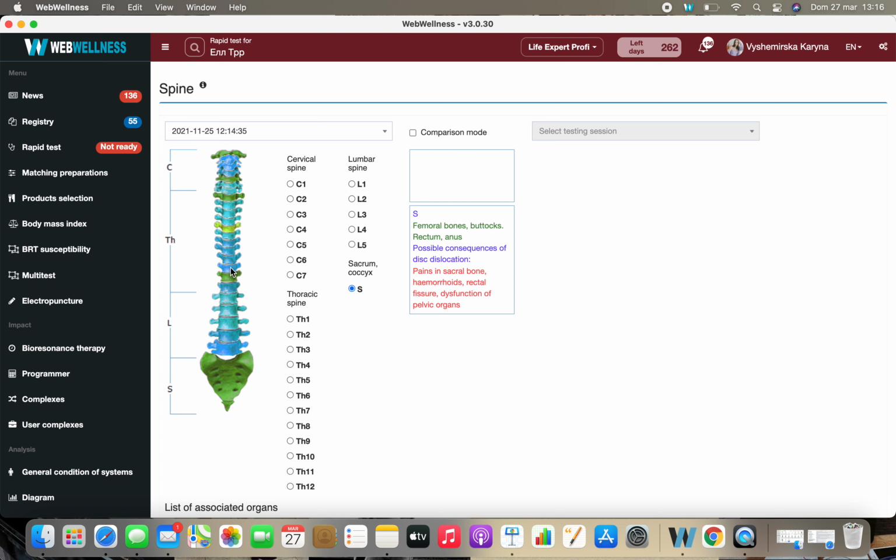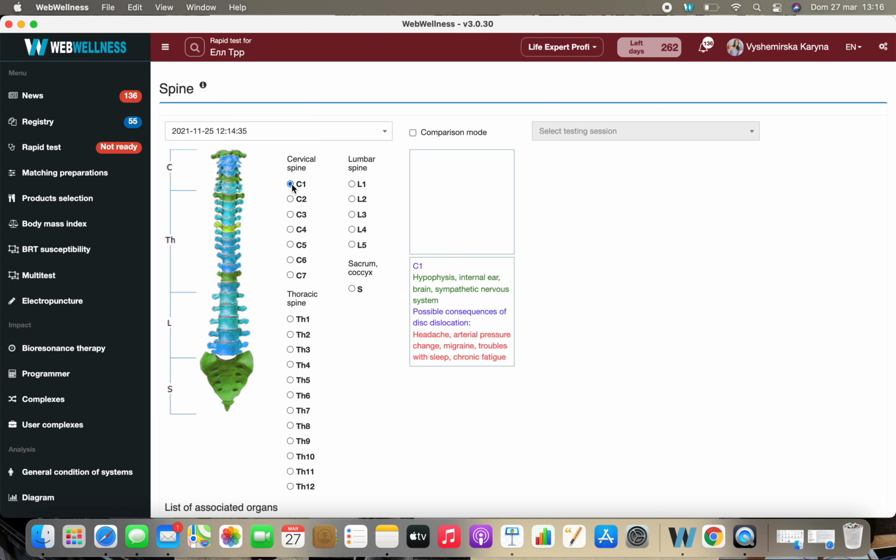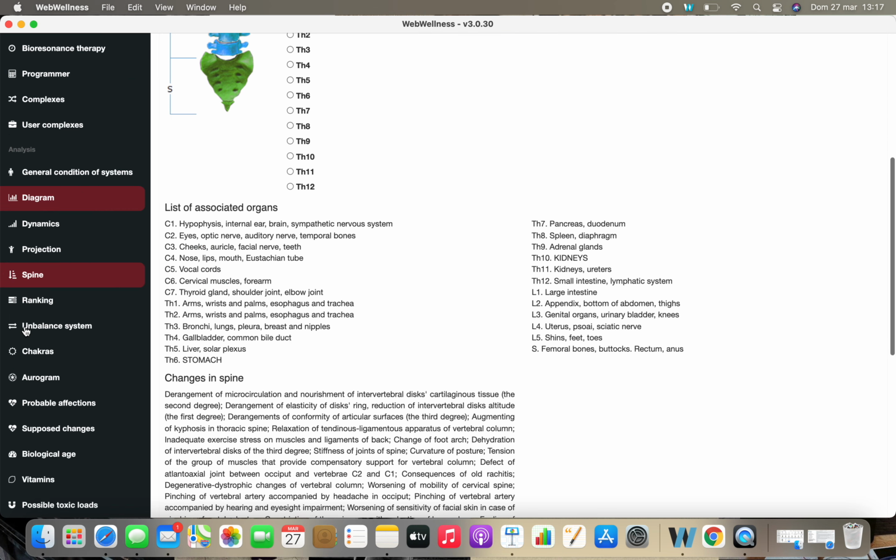We basically just click on the spine discs that show us bad result. Here almost everything is okay, just these 2 or 3 spine discs are slightly blue. This one is blue, but the rest are turquoise. And this one is also blue. So we can see which organs and systems it's connected to. And if the disc is displaced, the person may face the symptoms that are shown on the picture. Also, we can click like this by clicking just right here.